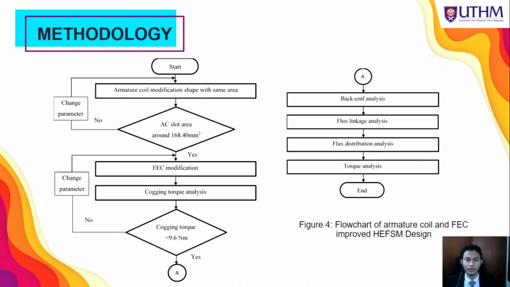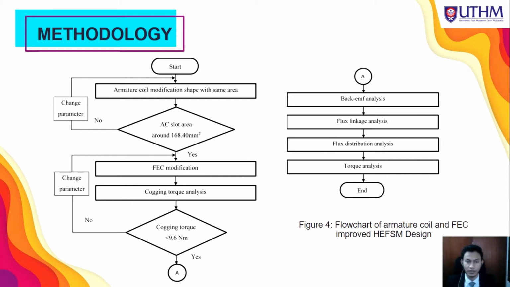So this is from phase 2, which is a flowchart of the armature coil and FEC improved HFSM design from phase 1. First, I modified the armature coil shape with the same area, which is 168.40 millimeter square. If the AC slot area is not around 168.40 millimeter square, we need to change the parameter. If yes, we proceed to the APC modification, and then we proceed to the coil gain torque analysis.